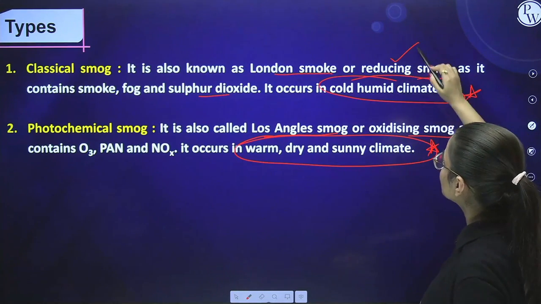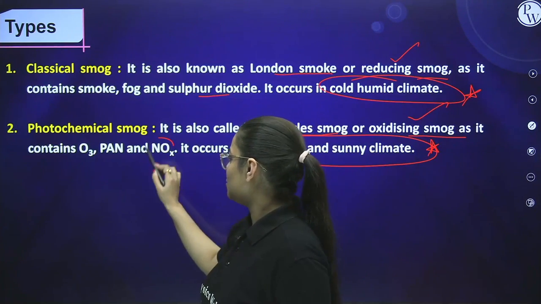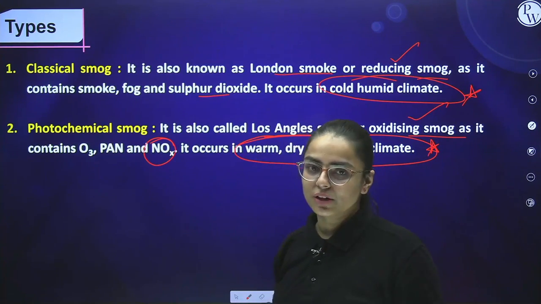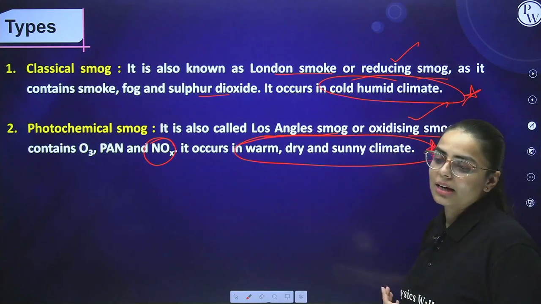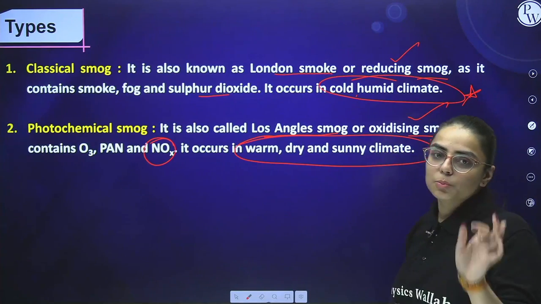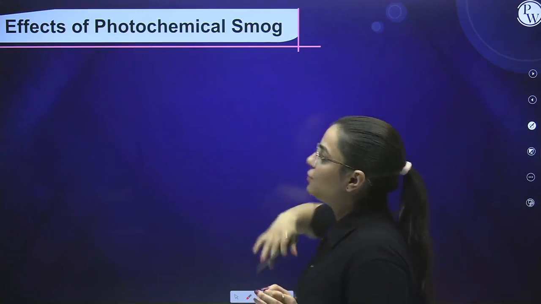Now this is reducing smoke, this is oxidizing smoke, as it contains O3, PAN and NO, you know, nitrogen oxides of nitrogen particles, and it occurs in warm, dry and sunny climate. So this basically is the important part that you need to underline or put a star. Now comes effect of photochemical smoke.